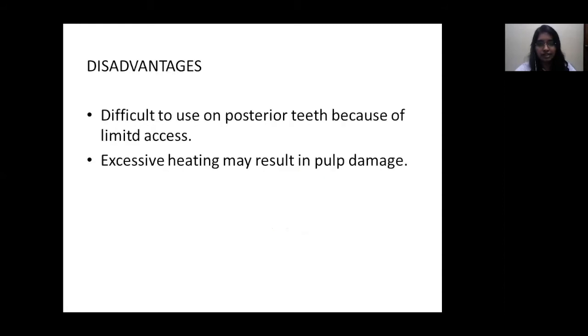There are a few disadvantages of using this heat test. The first one is that it is difficult to use on posterior teeth because of limited access. And the second one is that excessive heating may result in pulpal damage.